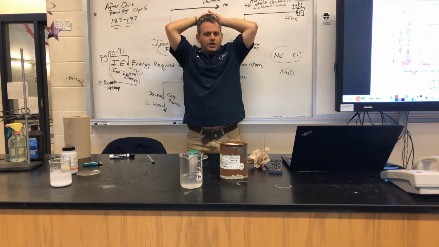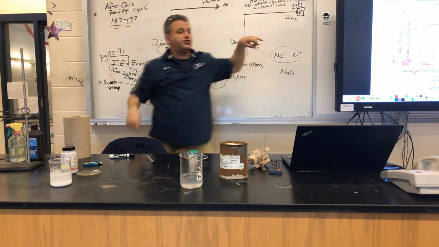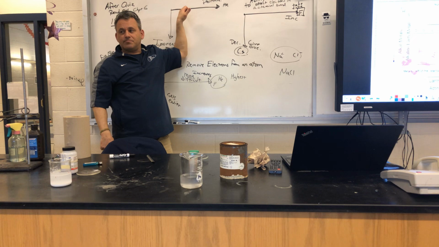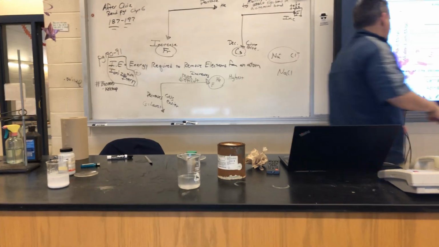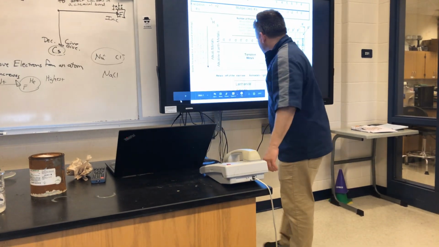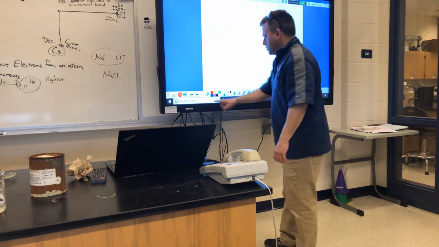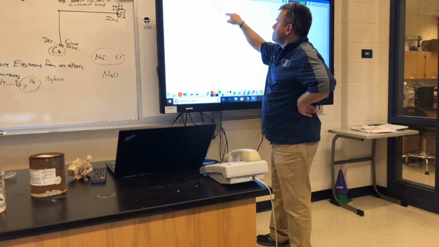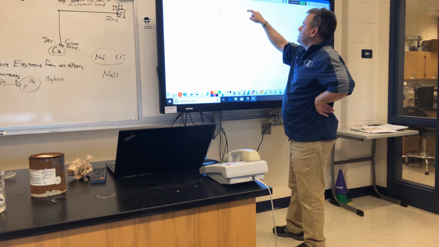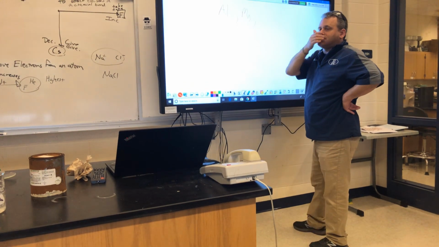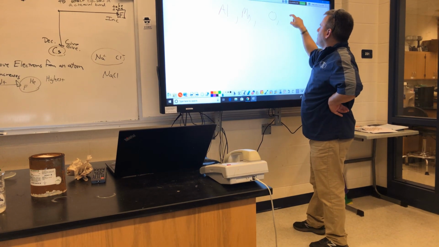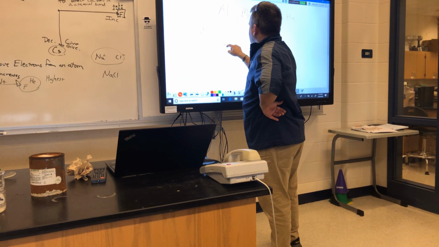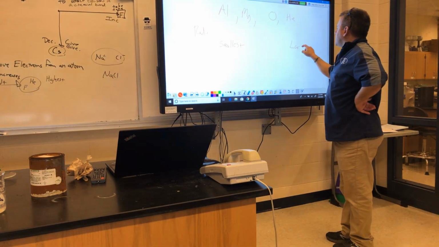So what we're going to do for practice now is concentrate on radius. I'm going to give you some elements that you have to put in order from smallest to biggest. Everybody go to a new page. You have the elements aluminum, magnesium, oxygen, and helium. I want atomic radii, from smallest to largest.